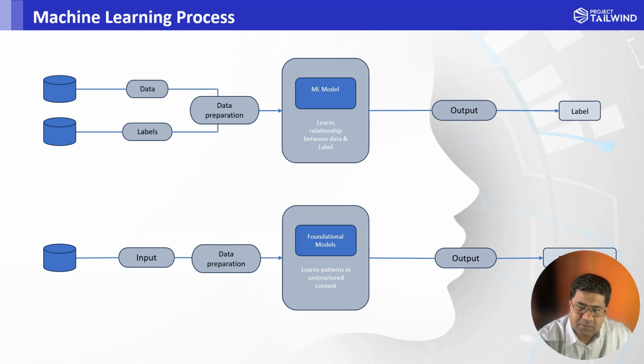It often starts with unstructured content that does not have explicit labels. The foundational models also go through the data preparation phase, but instead of learning from the labels, they learn to recognize patterns within this unstructured data. These foundational models are trained to understand and generate new content. They can be used for various tasks like creating realistic images, composing music, or writing content. But the output is not a label but new content that reflects the patterns it has learned from the vast data. So the outputs of these two types of models are fundamentally different.